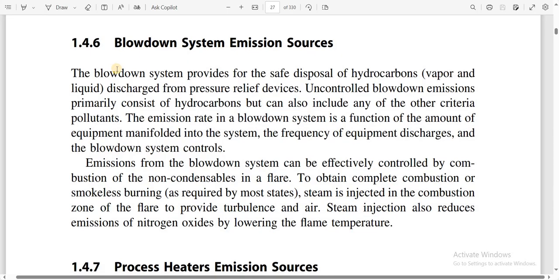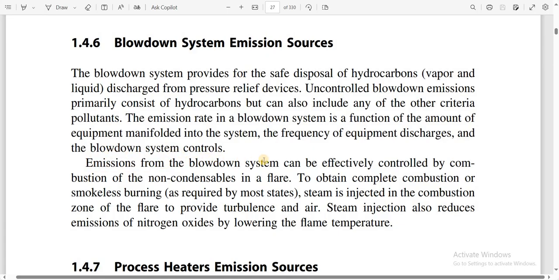Let's talk about it. The blow down system provides for the safe disposal of hydrocarbons, vapors and liquid discharged from pressure relief devices. Uncontrolled blow down emission primarily consists of hydrocarbons but can also include any of the other criteria pollutants. The emission rate in a blow down system is a function of the amount of equipment manifolded into the system, the frequency of equipment discharges, and the blow down system controls.